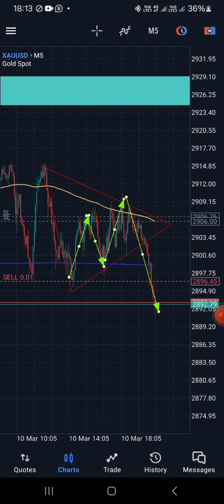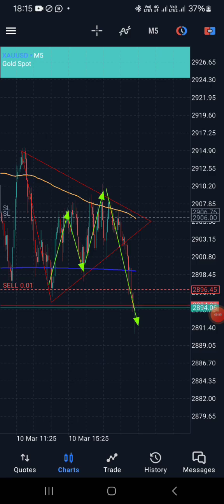And mind you, I'm not taking more than 1 to 2. If I'm going to take more than 1 to 2, once the market breaks the TP, I am going to set my stop loss to my second TP. So let me show you my TP.